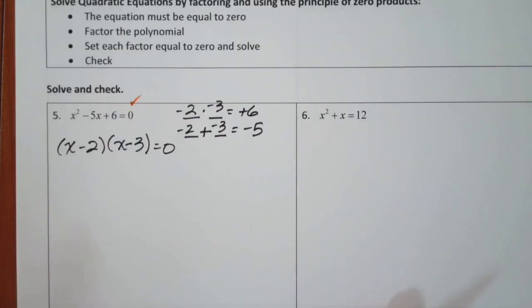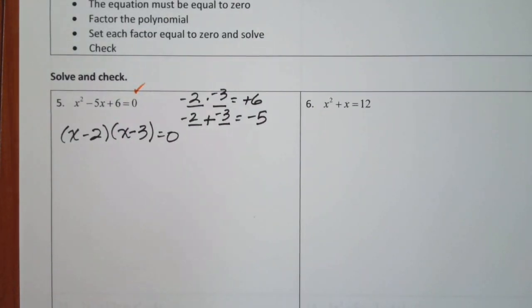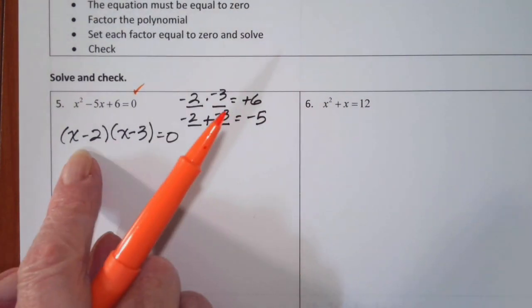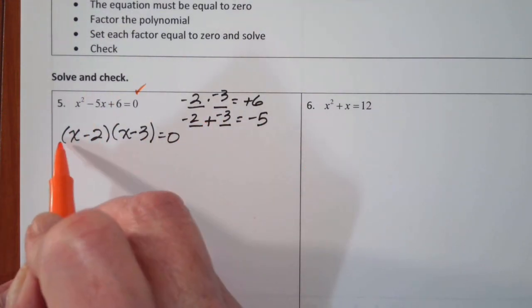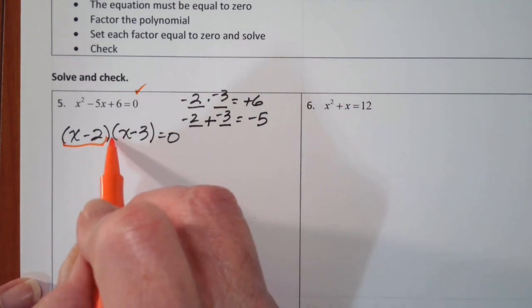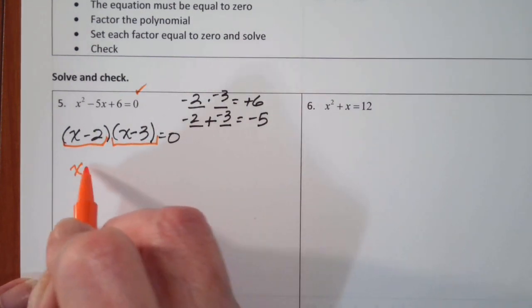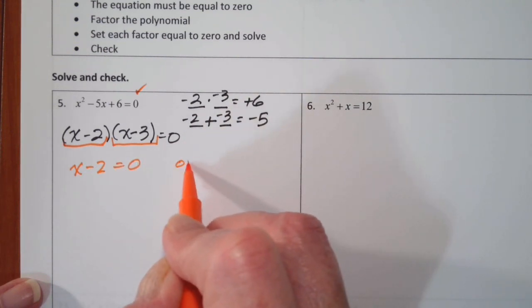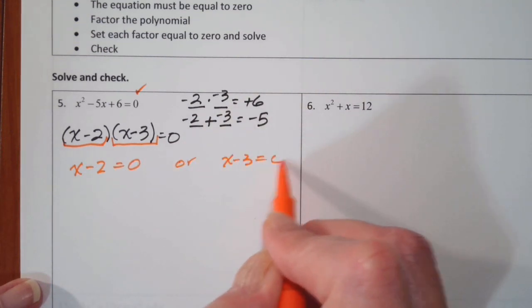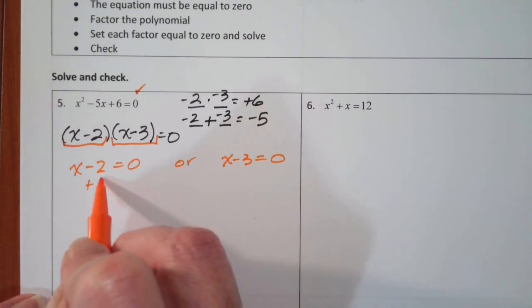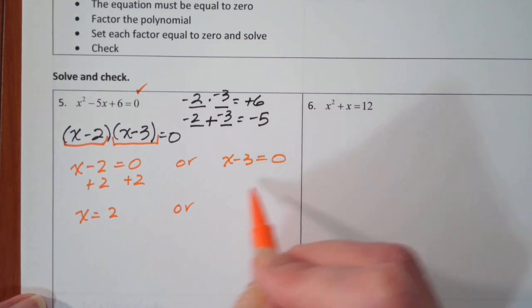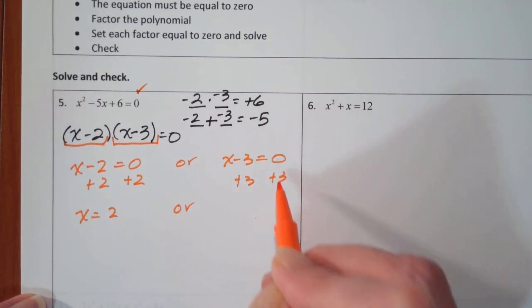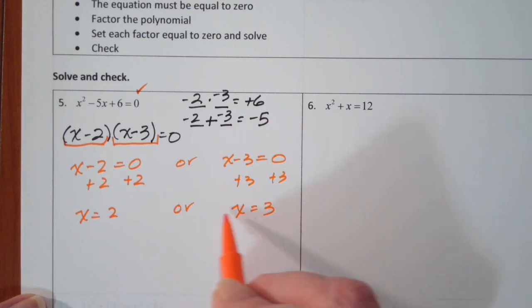And don't forget that 0 when you're writing it down, because that's what allows you to do this. Okay, so I have two things multiplied together that equal 0, which means one of them has to equal 0. So x minus 2 equals 0, or x minus 3 equals 0. So that tells me that x equals 2 or x equals 3.